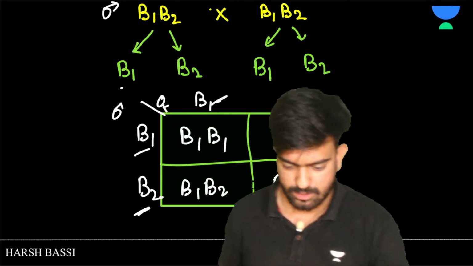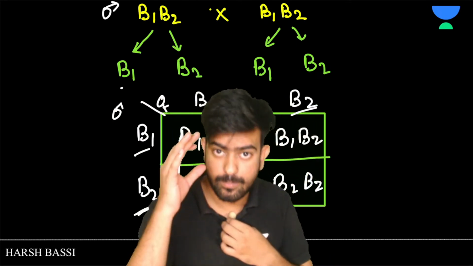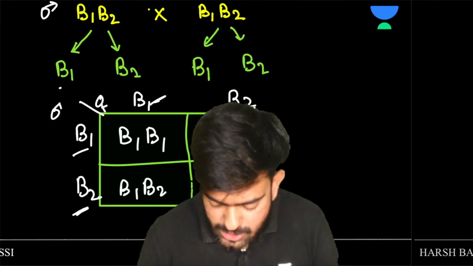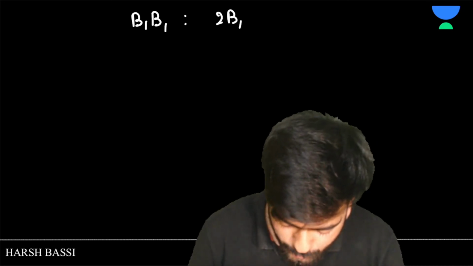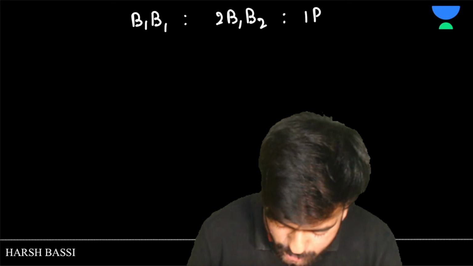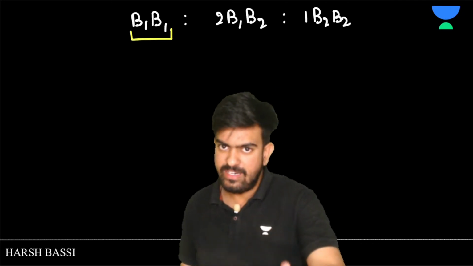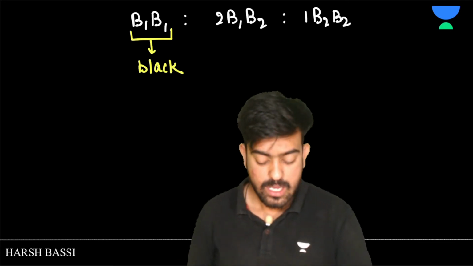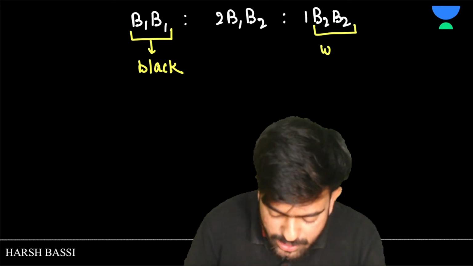Understood? How many total progeny have we got? 1, 2, 3, 4. Among these 4 progeny, we have 1 B1, B1, 2 B1, B2 and 1 B2, B2, right? So, this B1, B1 is homozygous. If it is homozygous, it will give us the black color. This B2, B2 is again homozygous, but B2 represents the white color. So, we are going to get white color.